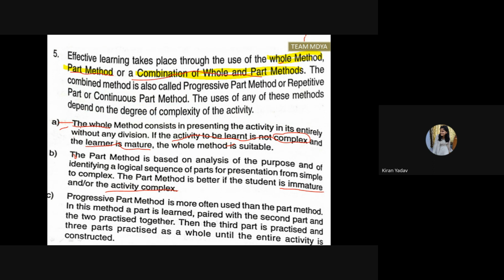Then after part method, progressive part method. Progressive part method means it's the combination of both whole and part methods. In this method, first you learn individual parts, then pair those parts together, and then practice the parts as a whole. For example, first you learn all the parts of Surya Namaskar, then you learn it as a whole.